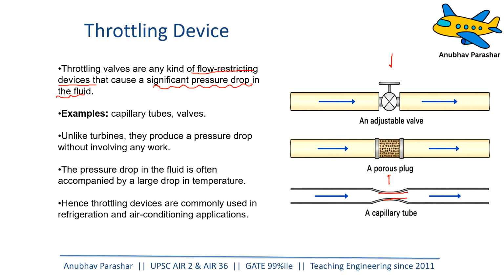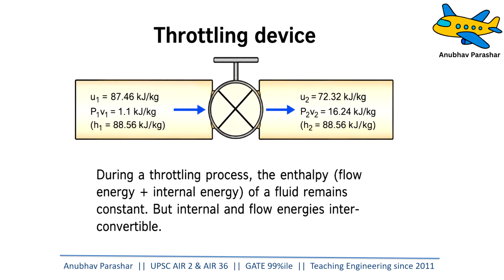Now, what happens is that pressure and temperature are proportional to each other. We have seen they are not independent of each other. Now, if pressure drops, what happens? The temperature also drops. And because of this, throttling devices are very commonly used in refrigeration and air conditioning applications. So even if you have an air conditioning system in the aircraft, we need the throttling device. So let us see what exactly happens inside a throttling device.